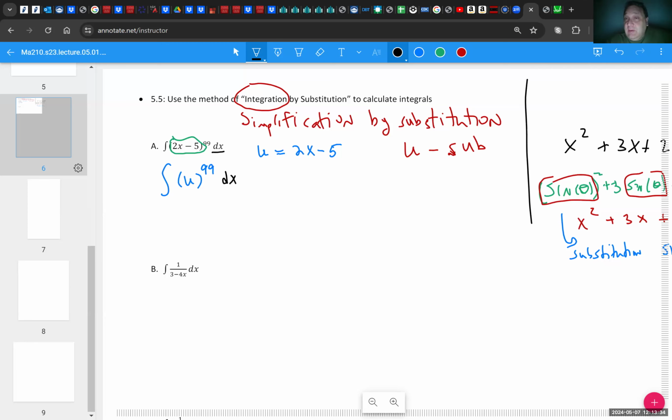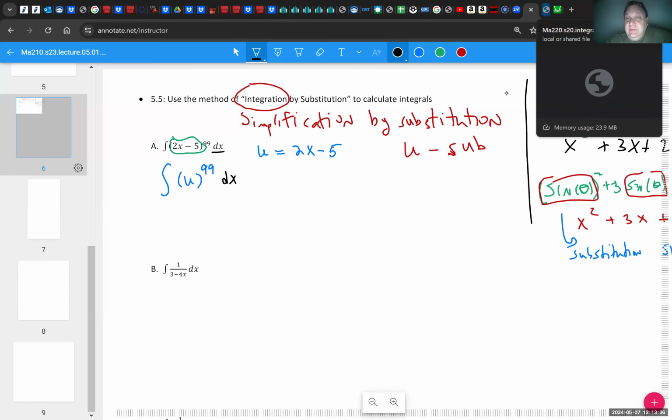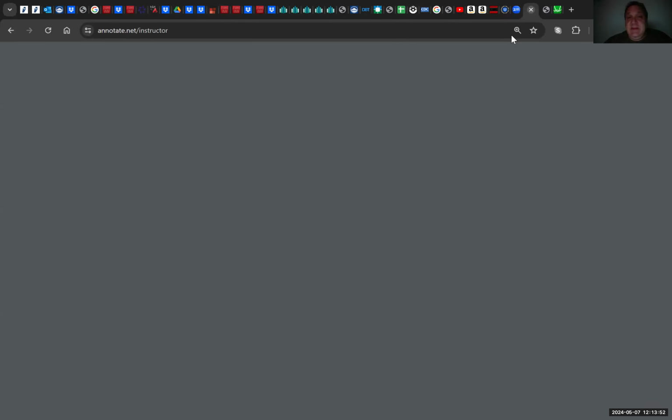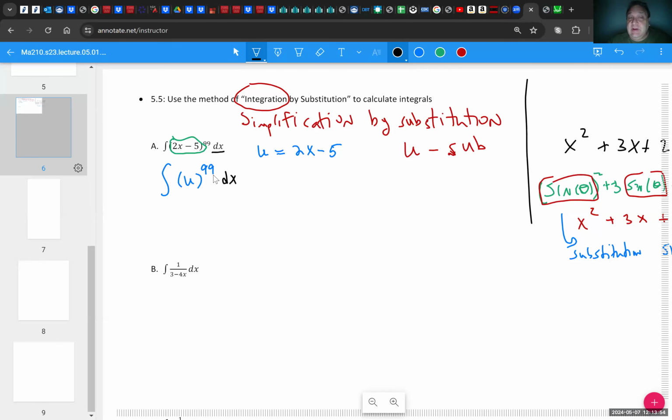Now, the formula we have that we can use is the integral of x^n dx. This x and this x, this variable and this variable, have to match. It cannot be x^n dt. It can't be u^n dx. The variables have to match. And they do not match in our case. We have u to the 99 and we have a dx. So we cannot use that formula because the variables don't match. However, there's a very easy way of getting rid of the dx and writing it in terms of u.